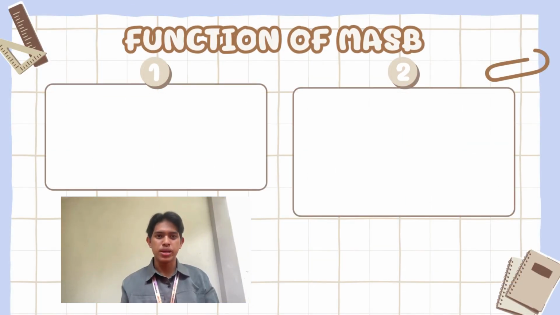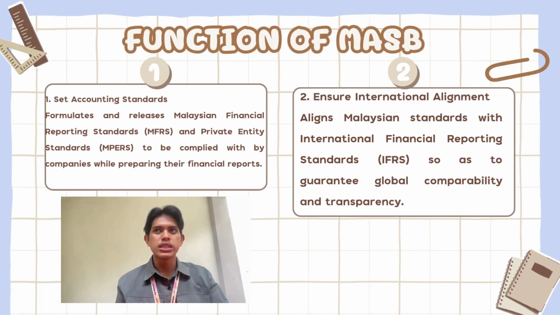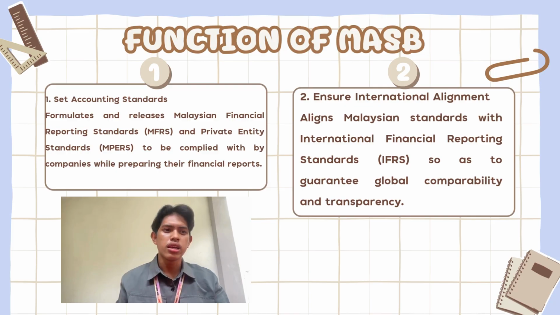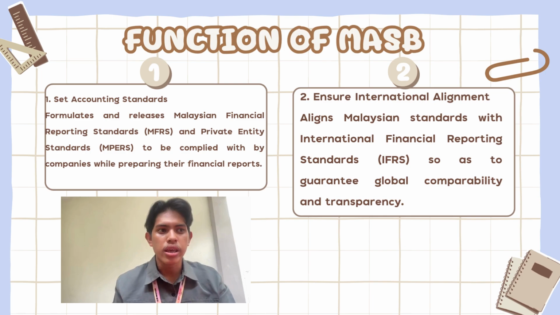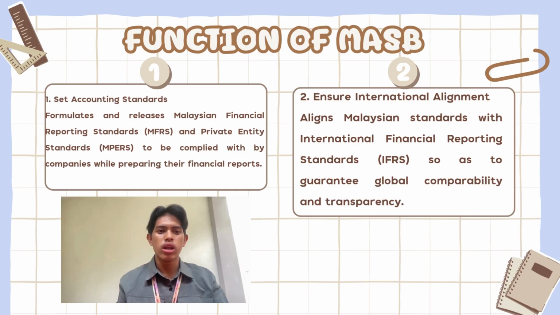Function of MASB. Number 1 is set accounting standards: formulate and release the Malaysian Financial Reporting Standards, MFRS, and the Malaysian Private Entities Reporting Standard, MPERS, to be complied with whereby companies will prepare their financial reports.